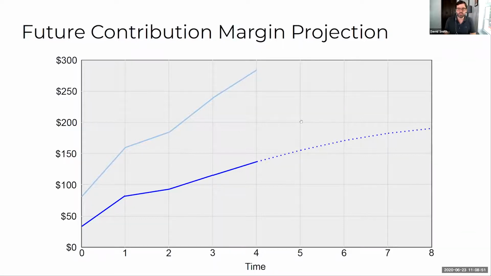We can build models, we can do various things, we could draw a straight line. You can do various things to kind of predict what you think that customer is going to do. But the point here is that we expect them to spend money into the future, and we want to develop a way to understand how much that's worth.